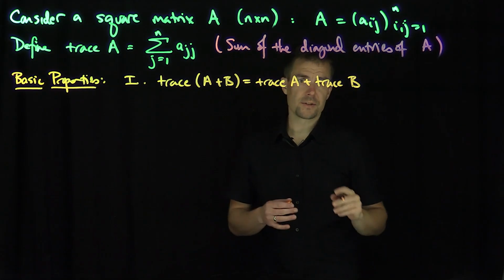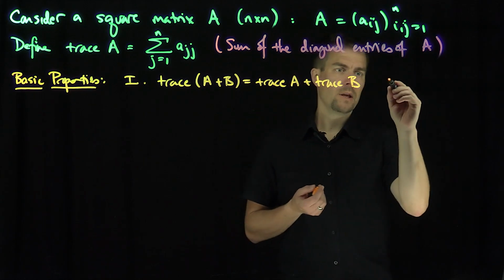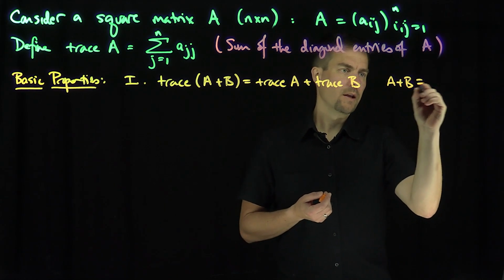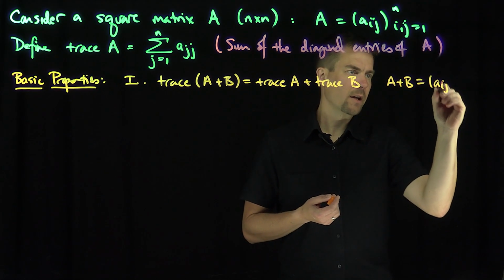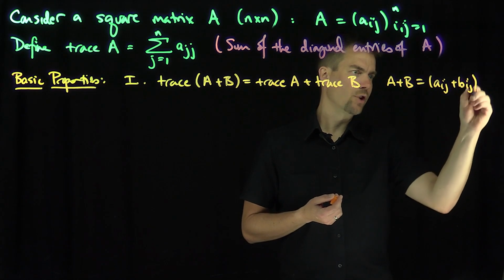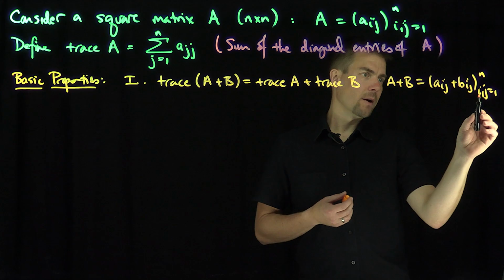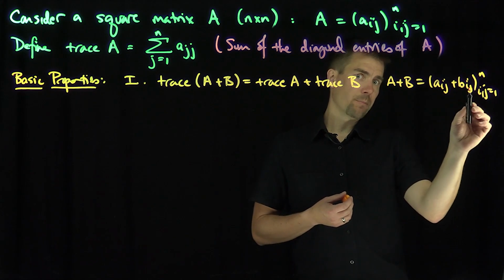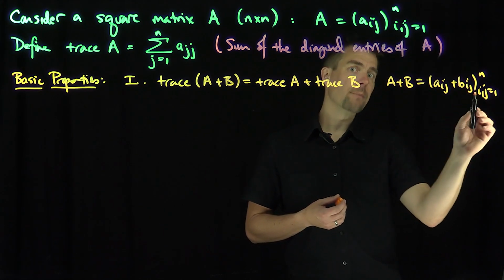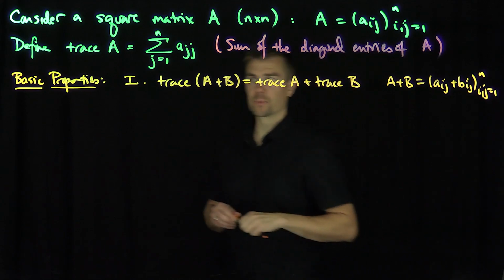Okay, and that's easy to see too, because if I look at A plus B, so A plus B is simply A_ij plus B_ij, where i and j go from 1 to n, and I see that when i is equal to j, I just have A_ii plus B_ii, which is going to be the trace of A plus the trace of B. So it follows from this relationship over here.